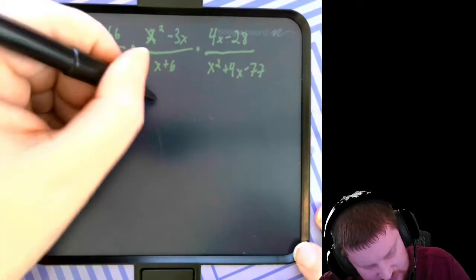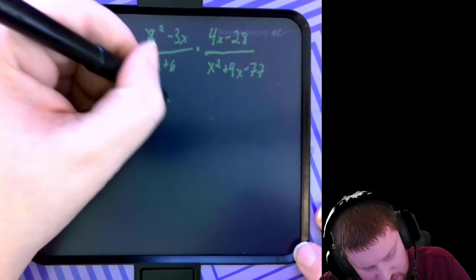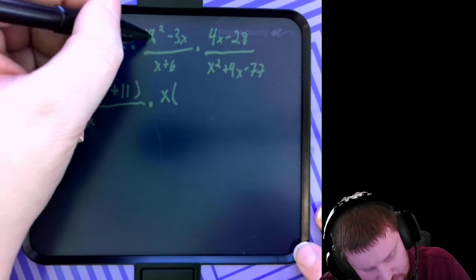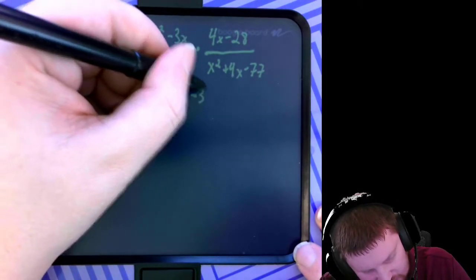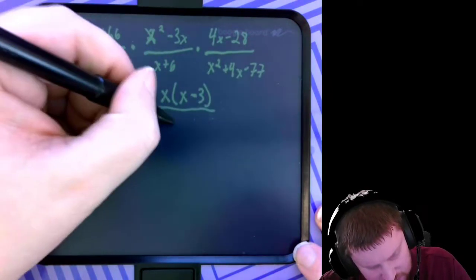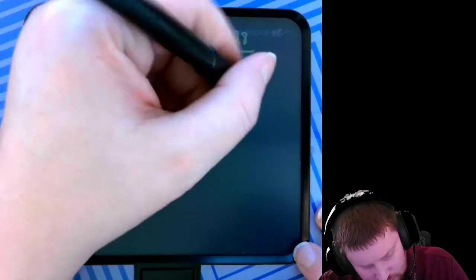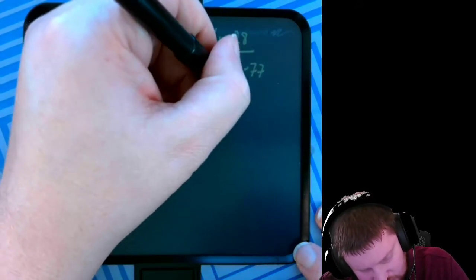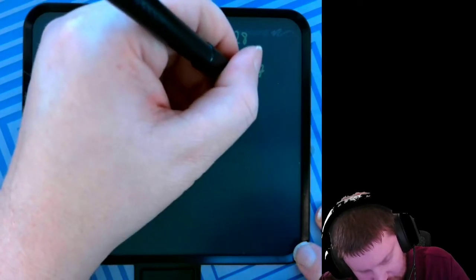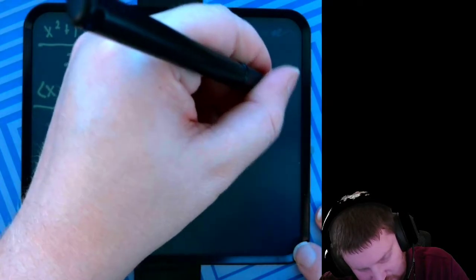2x doesn't factor. X squared minus 3x, they both share an x, so pull that out. X squared divided by x is x. 3x divided by x is 3. X plus 6 does not factor. 4x and 28 share a 4. 4x divided by 4 is x, and 28 divided by 4 is 7.